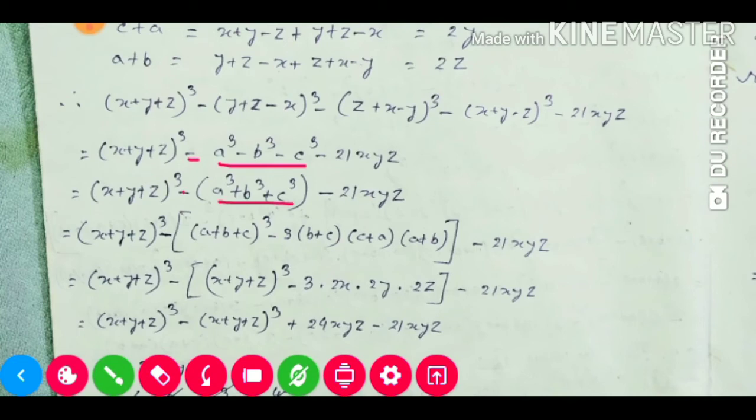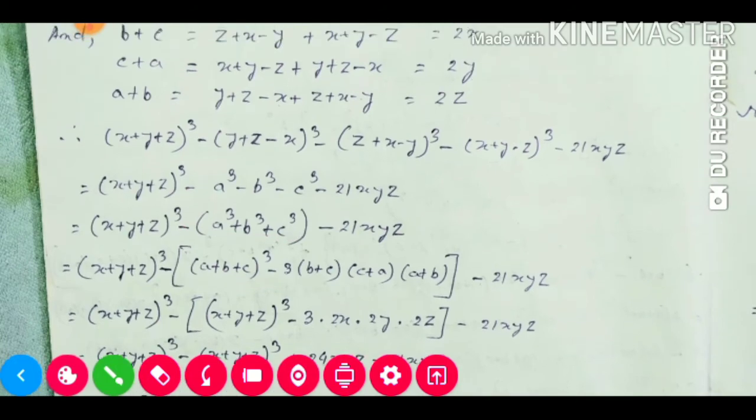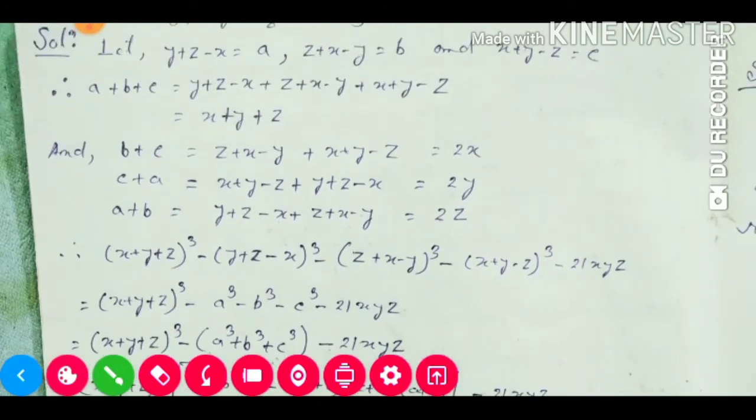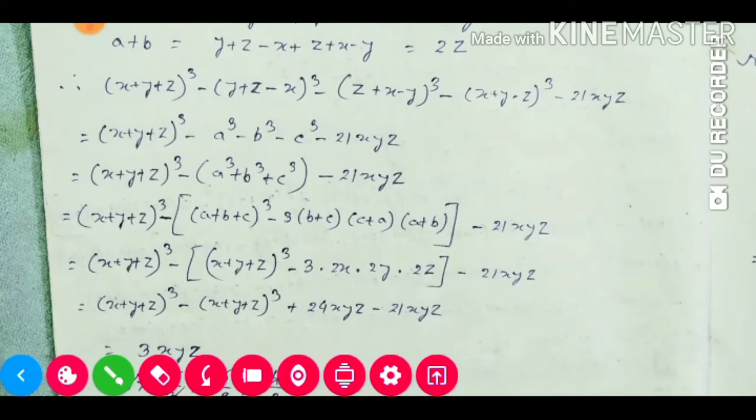Now we apply the formula for a cube plus b cube plus c cube here. Now a plus b plus c, we already got a plus b plus c is equal to x plus y plus z. So we'll write here, instead of a plus b plus c, x plus y plus z whole cube. And b plus c we got 2x, c plus a we got 2y, and a plus b we got 2z. Minus 21xyz will remain.